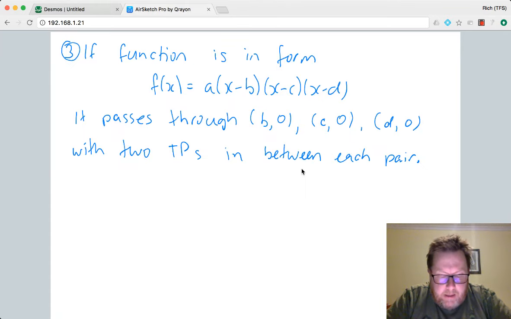And finally, if the function is in the form that we've just looked at in that first example, x minus b, x minus c, x minus d, then it passes through those 3 points and there's a turning point between each pair. There's a turning point between here and here, and there's a turning point between there and there. And I should say that for those two last forms, looking at the end behavior is really important.